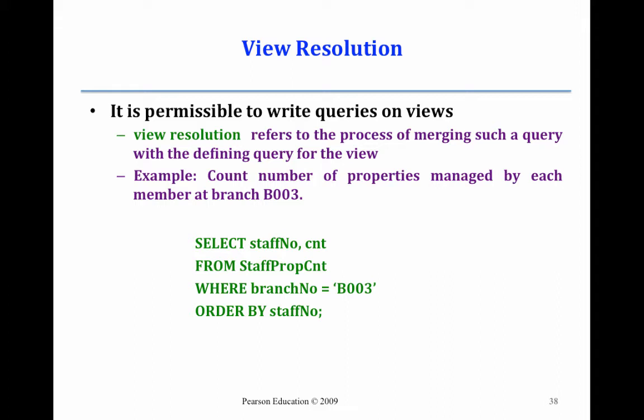Number 3, okay, I said sometimes the query you want to perform is very complicated. You want to break the query into a number of steps. So it's permissible to write queries on views. Useful when a view is an intermediate result.